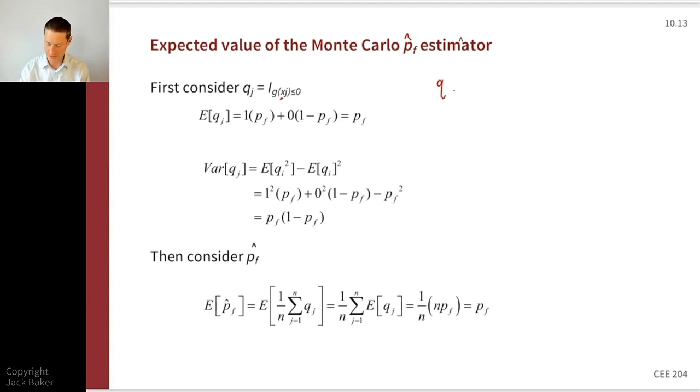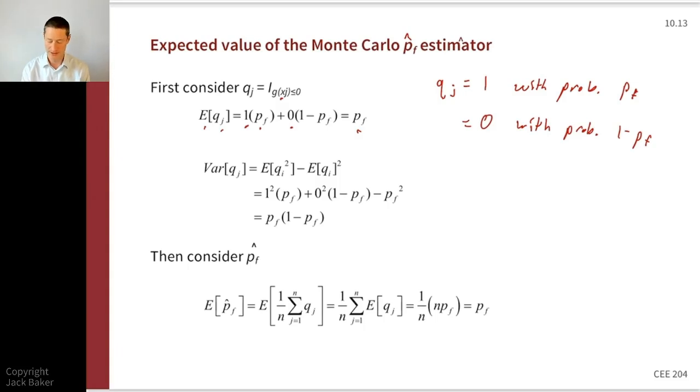But those samples, qj is going to equal 1 if I get a failure, and that's going to happen with probability pf. So there's a pf chance that a sample is going to cause a failure, by definition, and it's going to equal 0 with probability 1 minus pf. So that's a 1 minus pf probability that I'll sample an xj to give me a non-failure. Okay, so the expected value of qj is 1 times the probability of getting a 1, pf, plus 0 times 1 minus pf, so that's equal to pf, right? So on average, I'm getting the pf out of this.